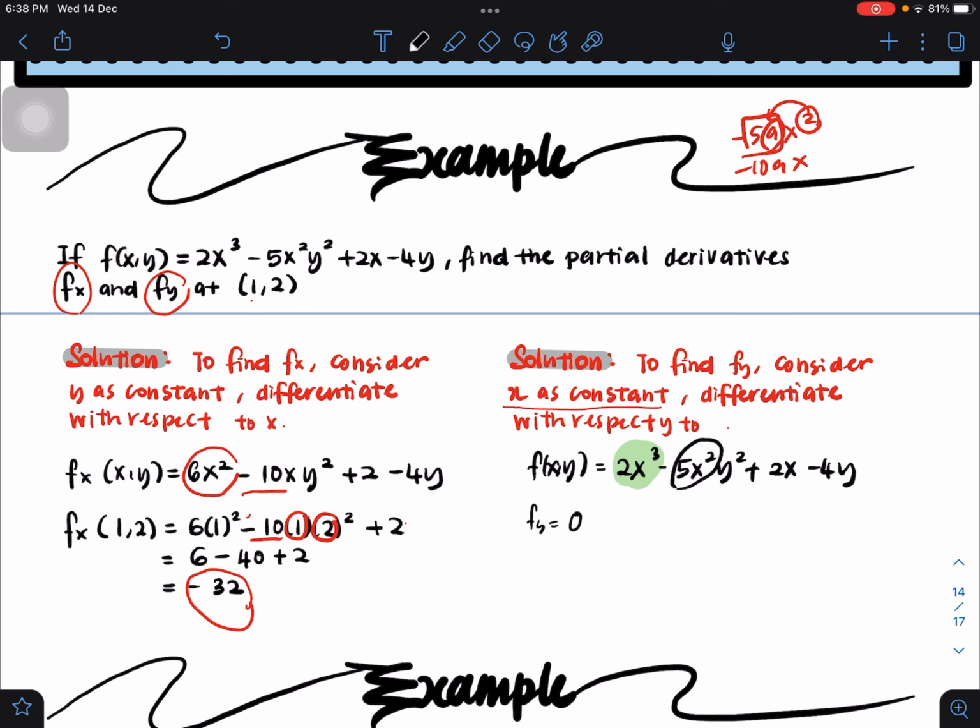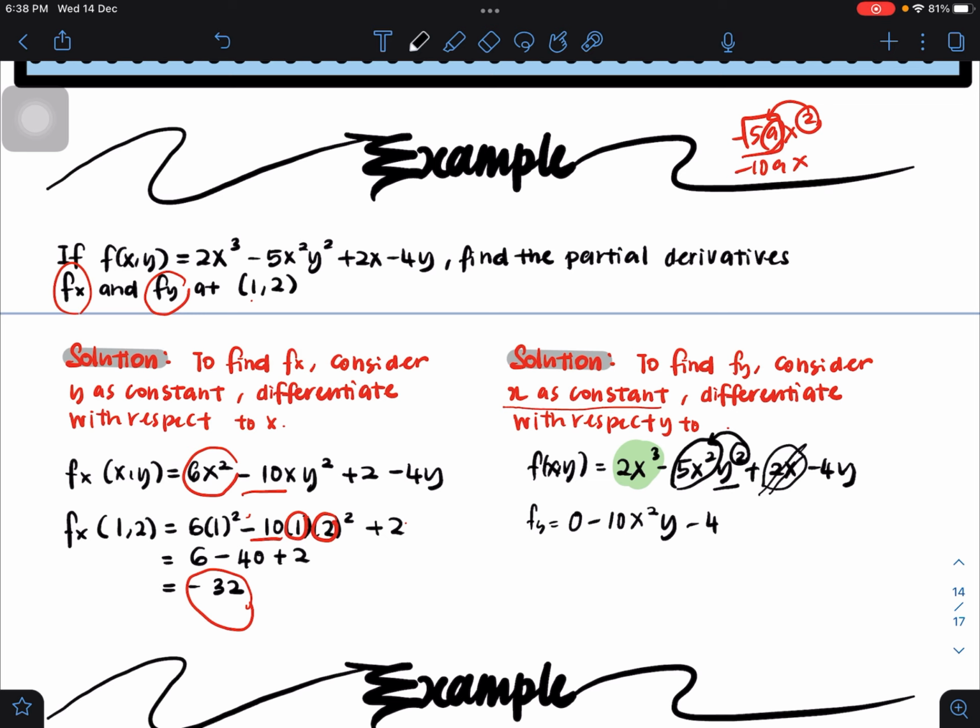You only need to differentiate y. So how to differentiate y? The power you multiply by the constant. So 2 times 5x squared, and you will get negative, right? Negative times negative. 2 times 5x squared, you get 10x squared y to the power of 2 minus 1. So this is the derivative. You don't touch x at all, x is a constant. This one you only have 2x, so the whole thing is a constant. Differentiate a constant equals zero. Now you have y. So differentiate negative 4y, you get negative 4.